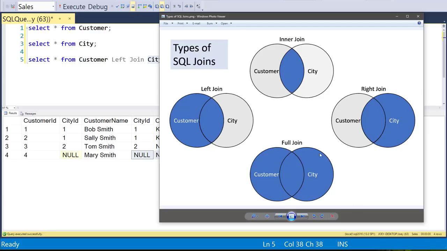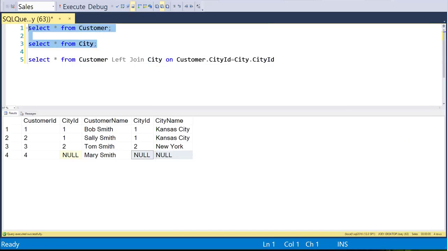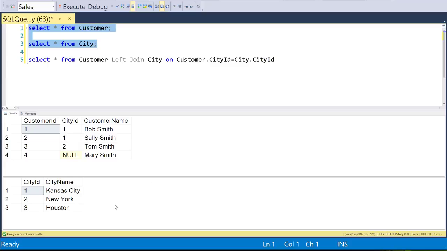Okay, so if we go back here and we look at our two tables together, we'll see that we have Houston that doesn't actually have a customer attached to it. So we think we're going to get these two cities have customers. Kansas City is attached to Bob Smith and Sally Smith, and New York, the city ID of 2, is attached to Tom Smith. But Houston isn't attached to anybody up here. But in this case, we're going to do a right join, and we should be able to pick up that Houston. But on the right join, we won't get Mary Smith.